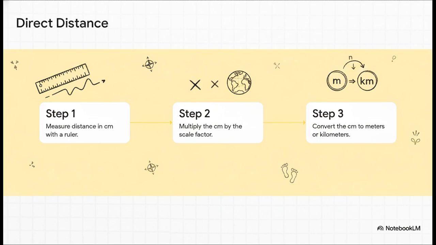Step 2. Multiply that number by your scale factor. So 4 times 50,000 gives you 200,000 centimeters. Step 3. Convert those massive centimeters into manageable meters or kilometers. Just drop 2 zeros for meters, making it 2,000 meters. Drop 3 more for kilometers, and boom, you get a 2-kilometer journey. Master this, and you will never be lost.